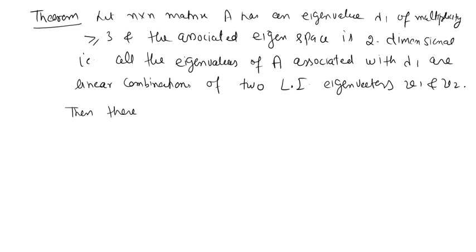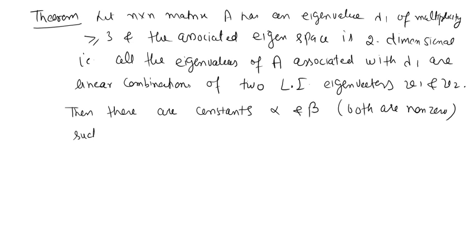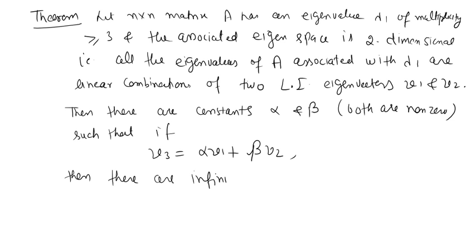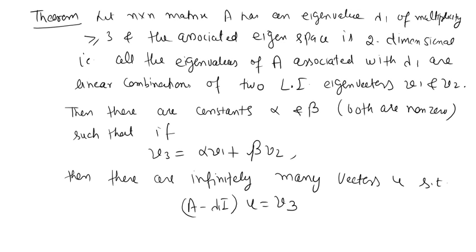Then there are constants alpha and beta, and both are non-zero, such that if v3 is a linear combination of v1 and v2, so alpha v1 plus beta v2, then there are infinitely many vectors u, so that (A minus lambda 1 I) u equal to v3.